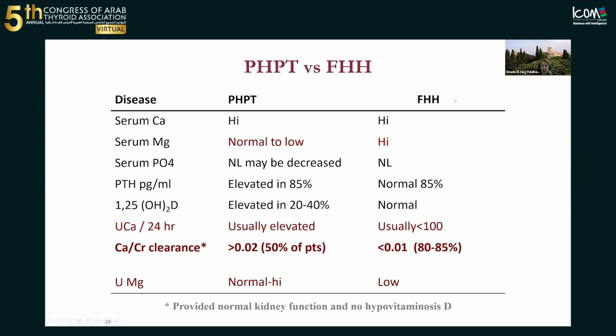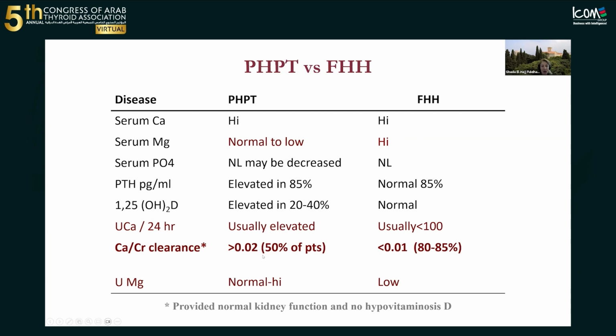But because FHH is characterized by mutation in the calcium-sensing receptor, and because the receptor senses calcium, but also magnesium, at the parathyroid gland and at the kidney, there are some differences. The serum magnesium in hyperparathyroidism is normal to low. It tends to be high in FHH. It parallels the calcium. Phosphorus, most of the time in our patients, is normal, but it could be decreased in hyperparathyroidism. It's normal in FHH just because the PTH elevation is less. PTH is elevated in the majority of hyperparathyroidism. It's normal in 85%. Urine calcium over 24 hours is elevated in hyperparathyroidism, usually less than 100 milligrams in FHH.